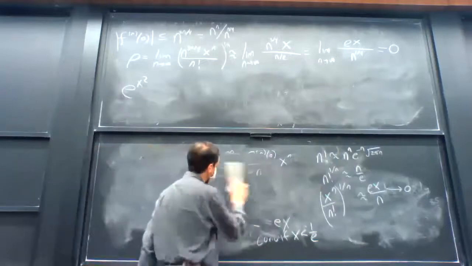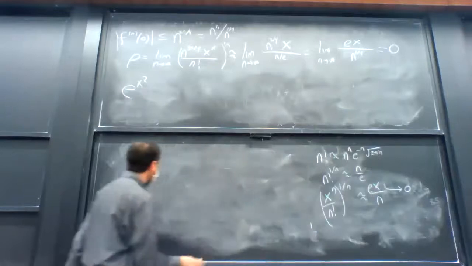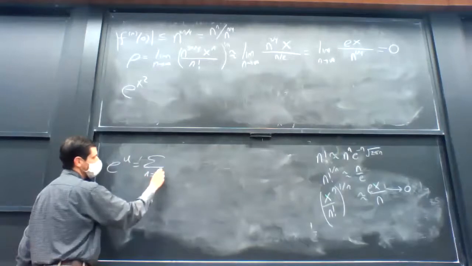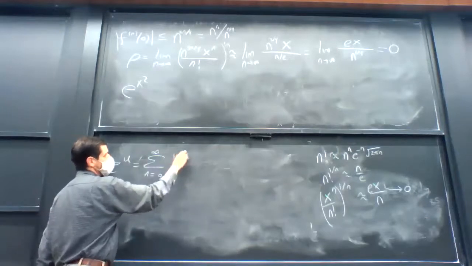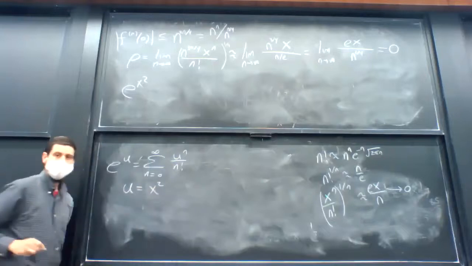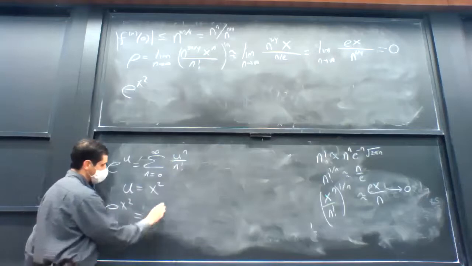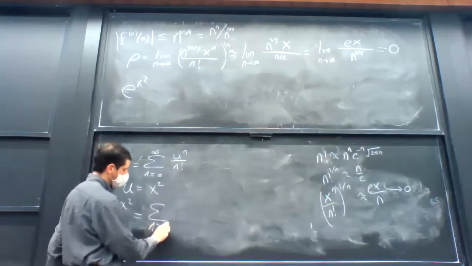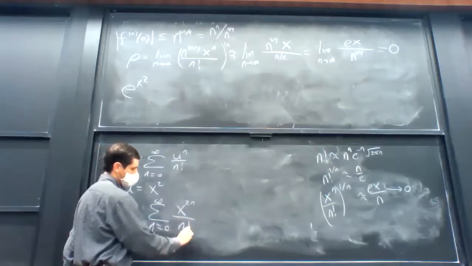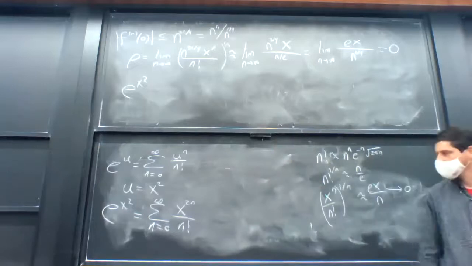So this is my favorite trick. I don't know why it's not taught nearly enough, but we know e to the u is the sum, n goes from 0 to infinity, of u to the n over n factorial. Let u equal x squared. So then e to the x squared is just the sum, n goes from 0 to infinity, of x to the 2n over n factorial. And you can show that that converges for all values of x.